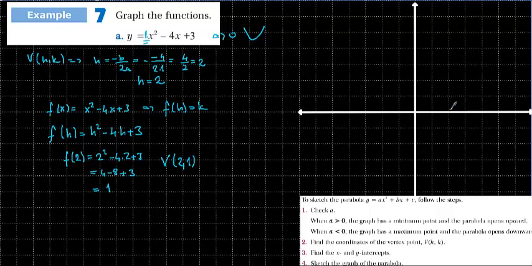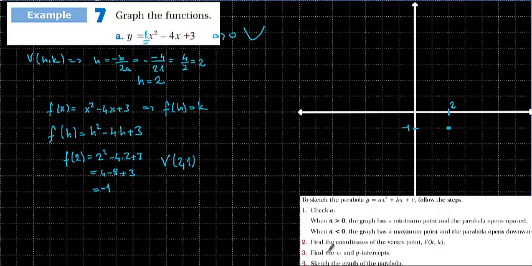And first I'm going to locate the vertex point here. Here it is 2, and here it should be minus 1. So 2 and minus 1, the vertex point is going to be here.